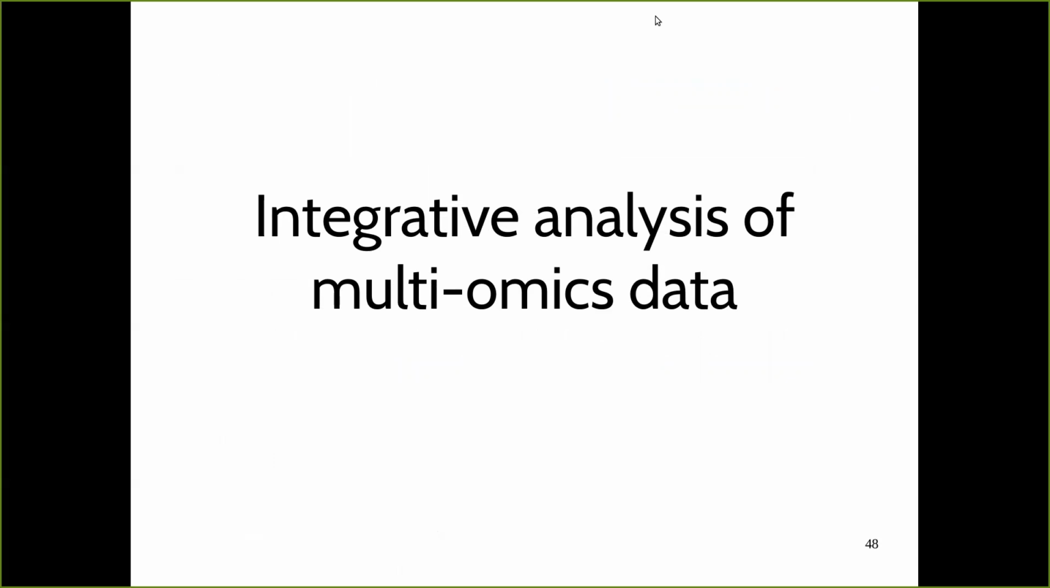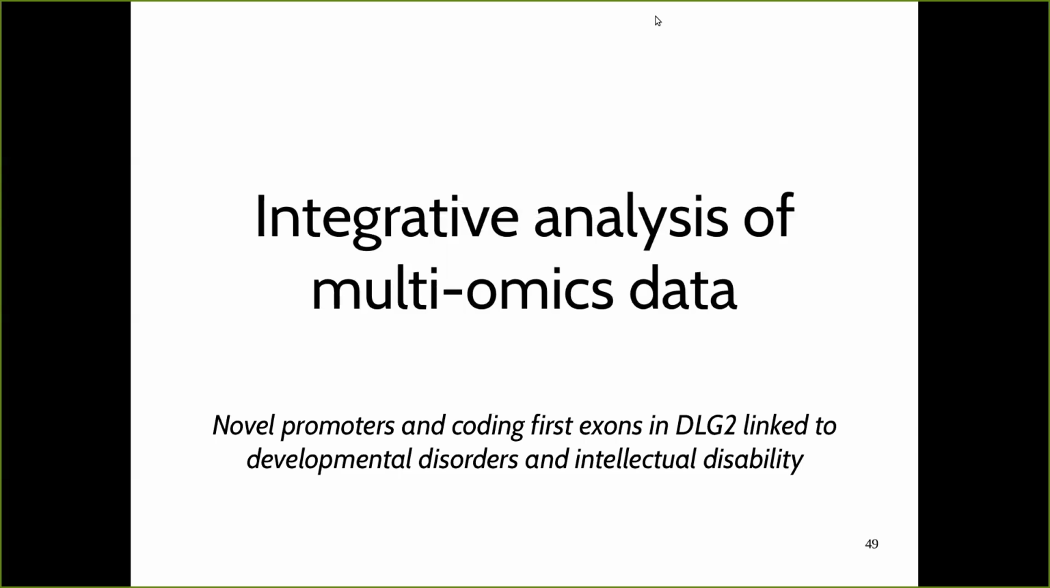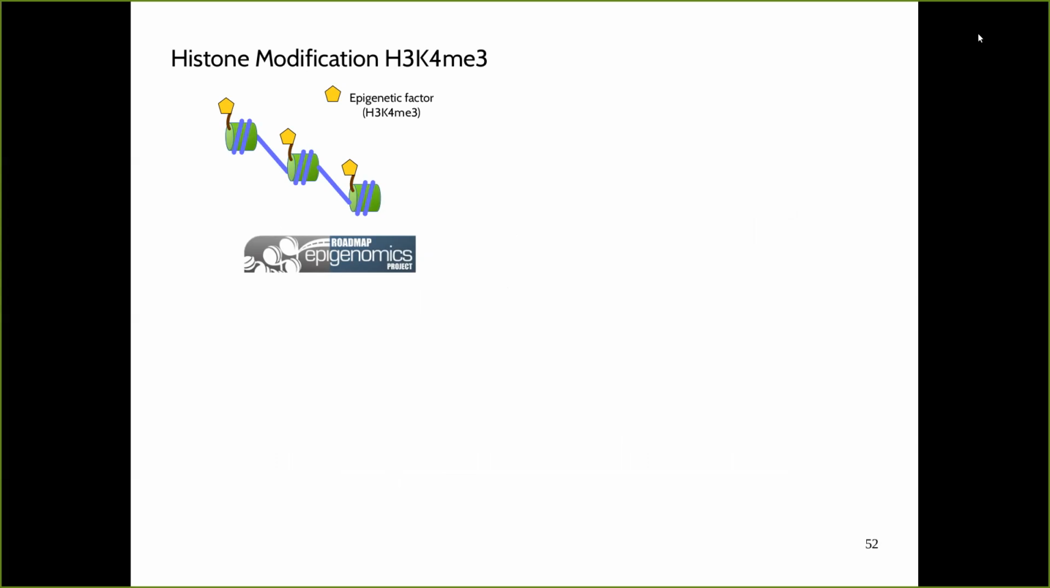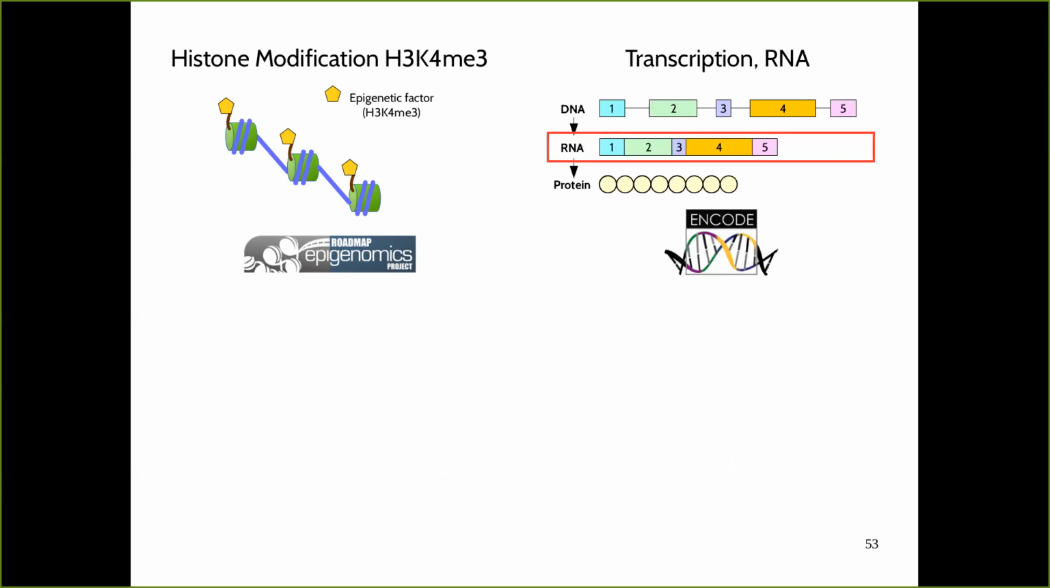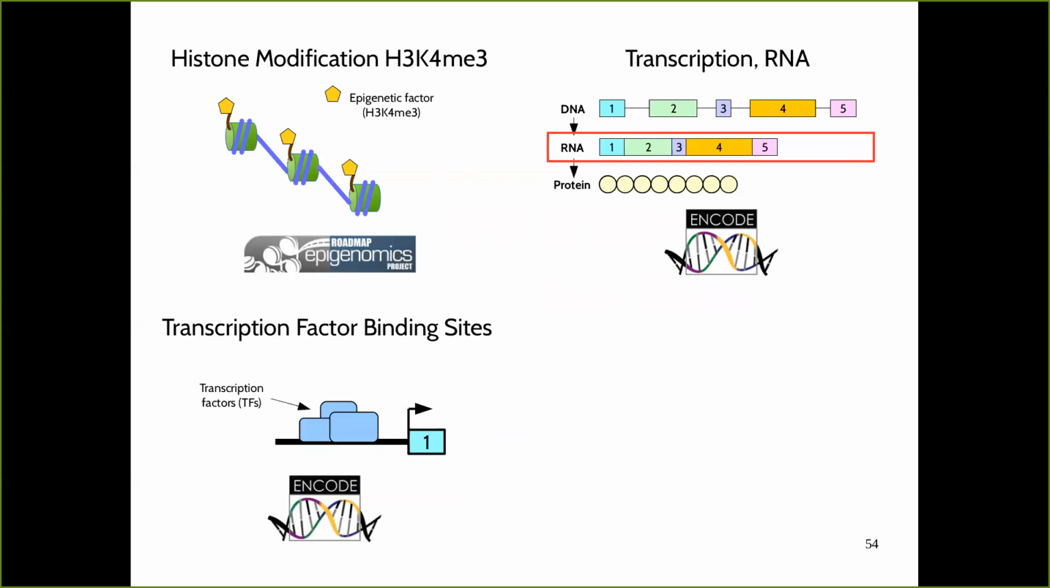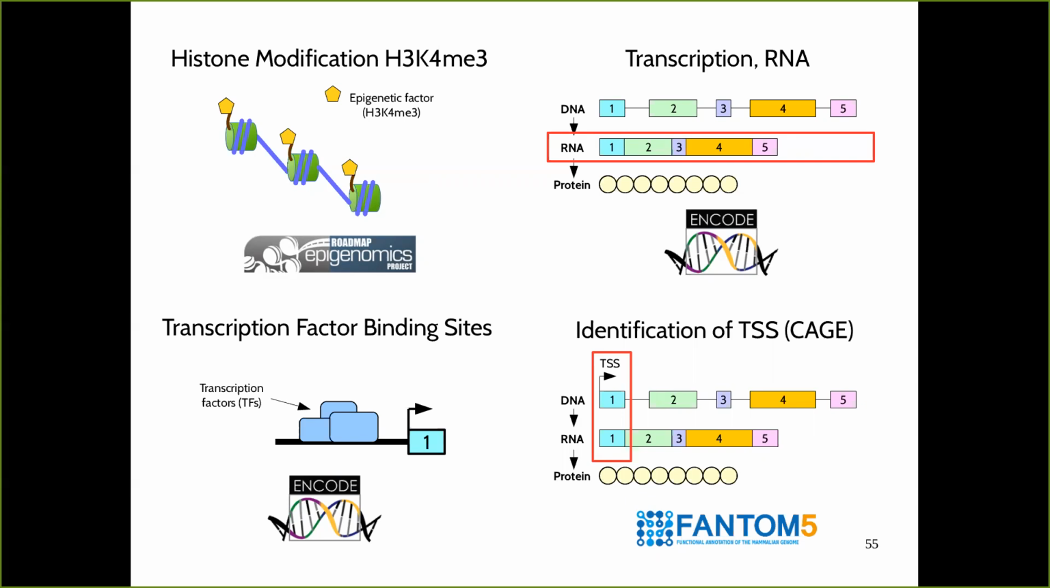So what we did, we performed an integrative analysis of multi-omics data. And if we pick up the title of the research article, that explains the first part: novel promoter encoding first exon in DLG2. What we did was to collect data from the Roadmap Epigenomics project, specifically about histone modification markers. We collected data from ENCODE about RNA-seq data, specifically RNA-seq data of fetal brain tissues. Then we collected data from ENCODE about transcription factor binding sites, and finally, CAGE data from the FANTOM5 consortium. Now, CAGE is a specific technology that sequences the beginning of the RNA. So it targets the transcription start site specifically.